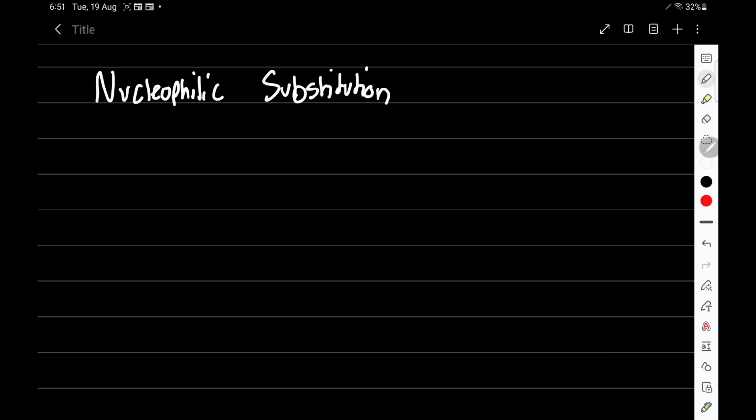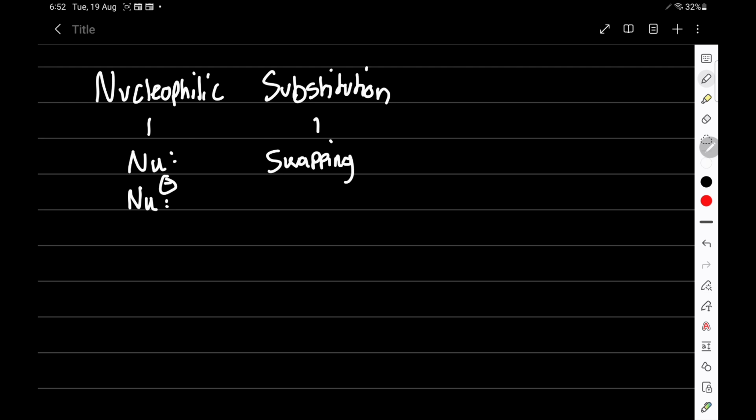So nucleophilic substitution, the key is in the name. For most organic chemistry reactions, the key will be in the name. For nucleophilic substitution, we require a nucleophile, which we may write as Nu minus or just Nu with a lone pair. And that nucleophile is going to help us install itself as a functional group on a molecule by substituting or swapping for something else.